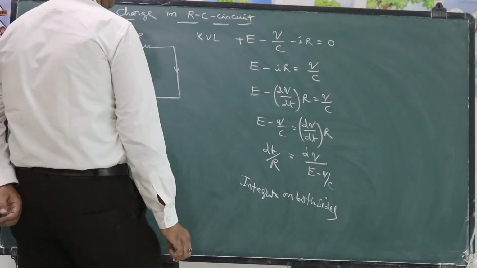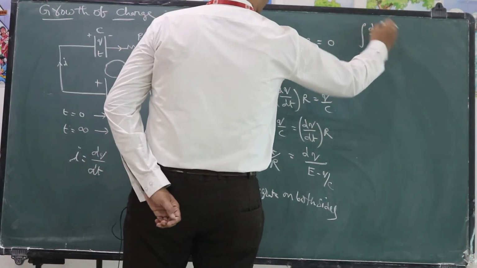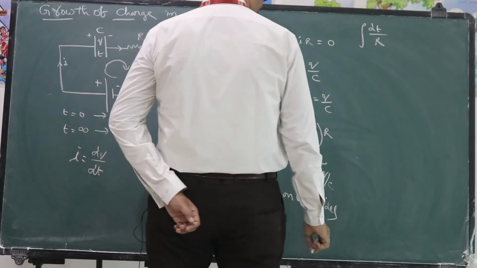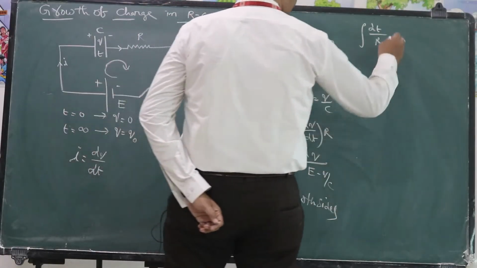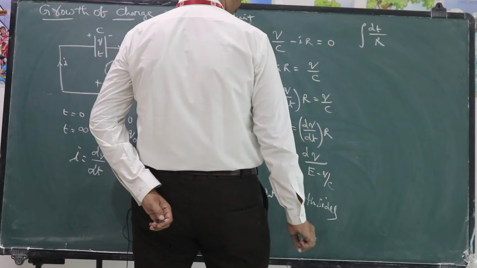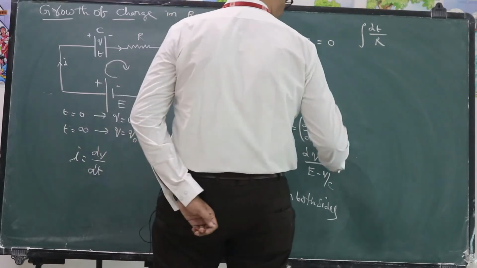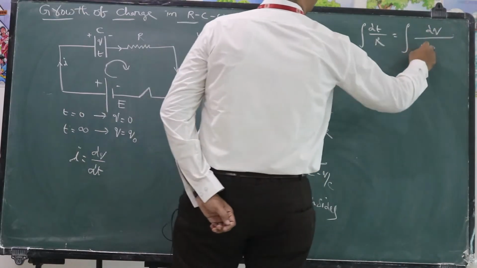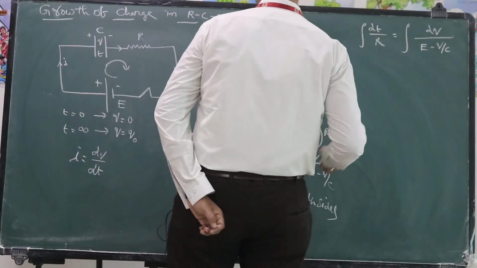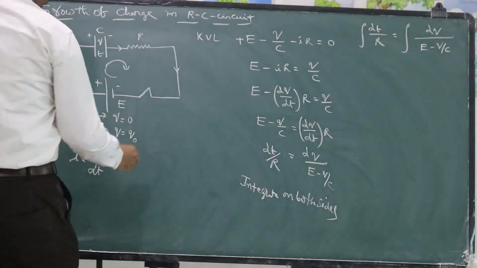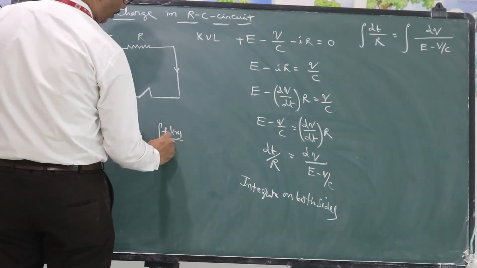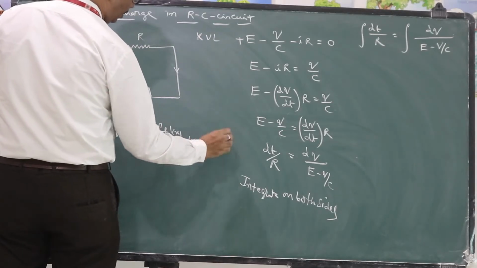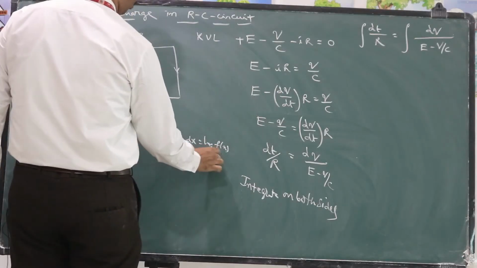Whenever we integrate here, integral dt by R is equal to, this C you can take, otherwise you do like this, integral dq by E minus q by C. In integration we have a formula: integral f dash x by f of x dx is equal to log f of x to the base e.